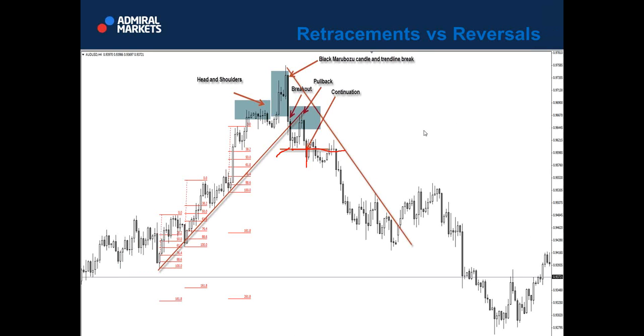So guys, pay attention to these patterns. Now you know how to spot Fibo retracements, how to use them, and how to make trades in conjunction with the trend line.